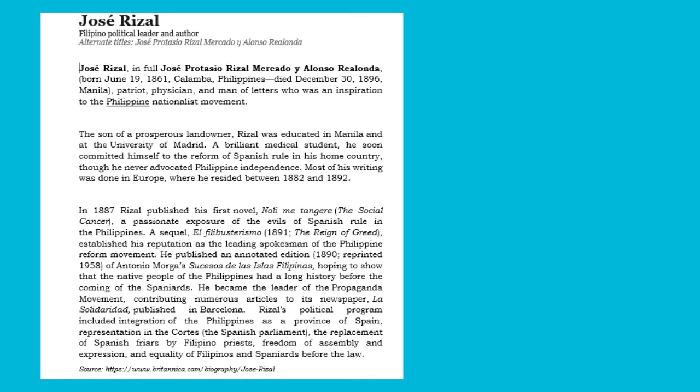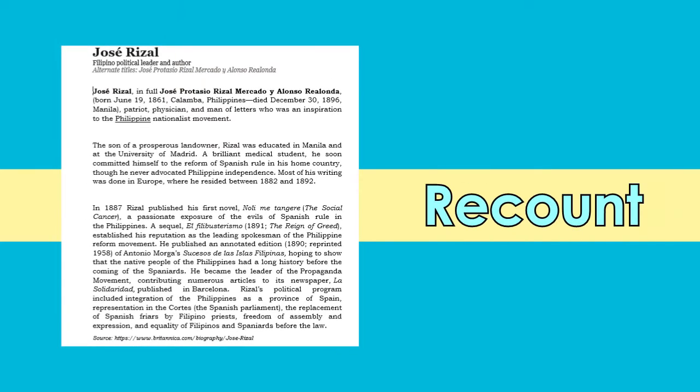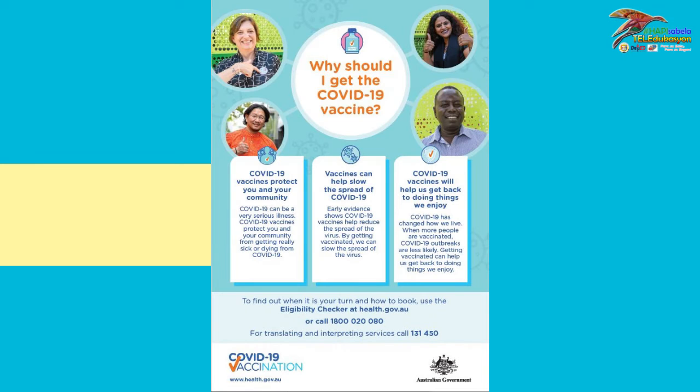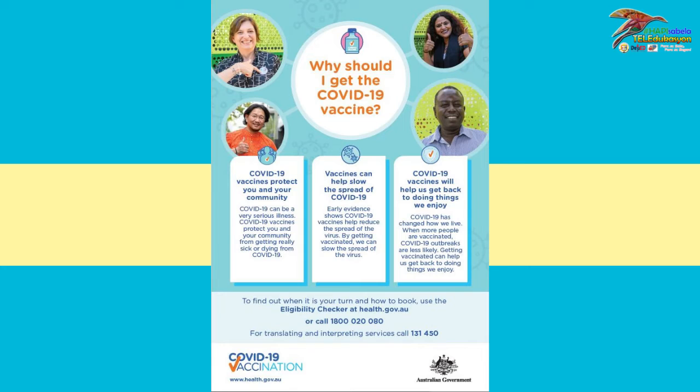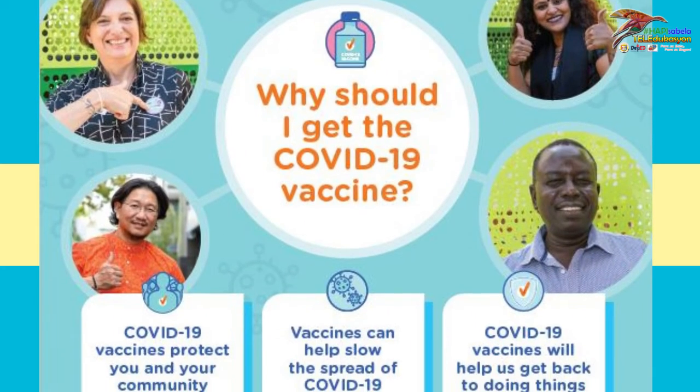I think that's an easy one. Yes, absolutely right. It's a recount, because it tells an account of a person's life, particularly the biography of Dr. Jose P. Rizal. Last image. Now, what informational text is this?